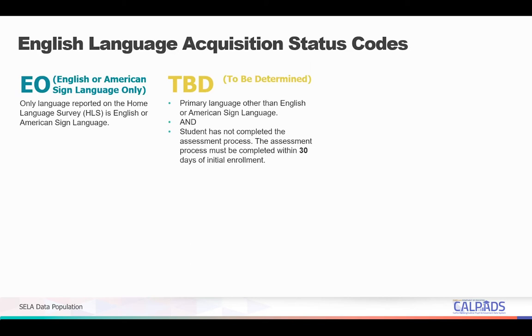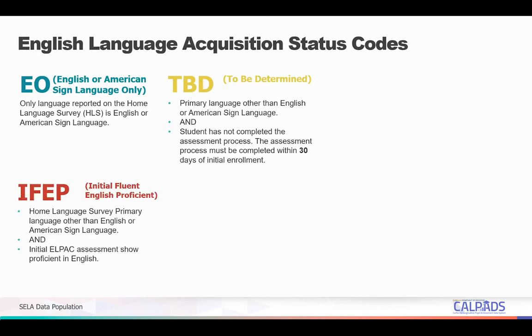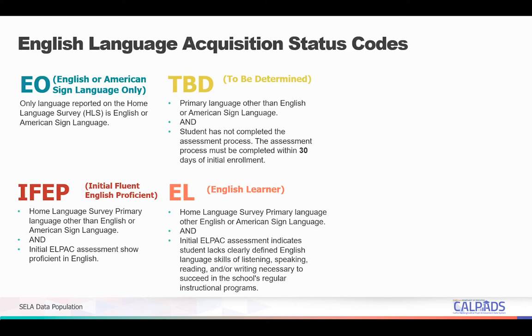The next 2 statuses are based on a student's initial LPAC scores. An IFEP is reported if the student's scores meet the threshold to be considered proficient in English, while an EL, or English learner status, is reported if the initial LPAC assessment indicates a student lacks clearly defined English language skills necessary to succeed in the school's regular instructional program.